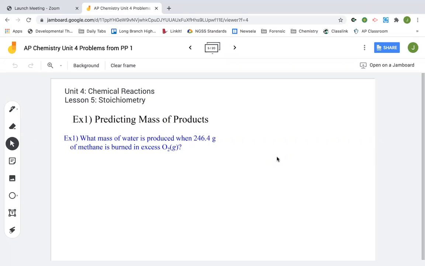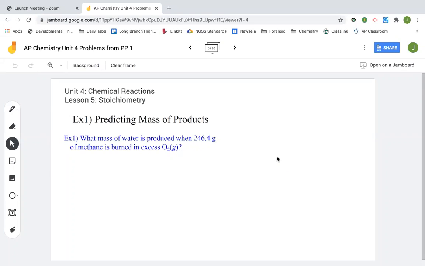This is when we're setting up our dimensional analysis equations. So let's go ahead and look at the first example. In the first example, we're going to predict the mass of the products. And the question reads, what mass of water is produced when 246.4 grams of methane is burned in excess oxygen?